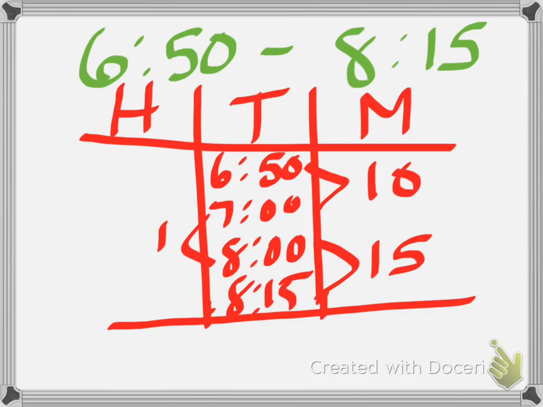Minutes first. 0 plus 5 is 5. 1 plus 1 is 2. And we don't have any regrouping to do. So our elapsed time from 6:50 to 8:15 is 1 hour and 25 minutes. Awesome job if you got that one correct.